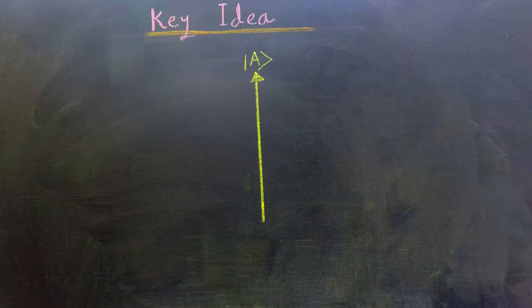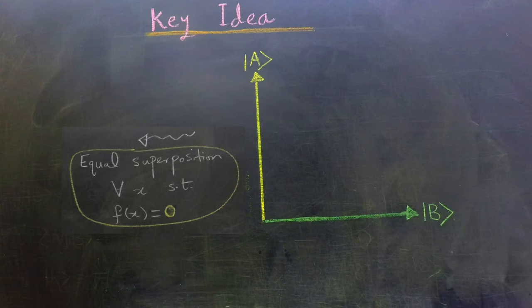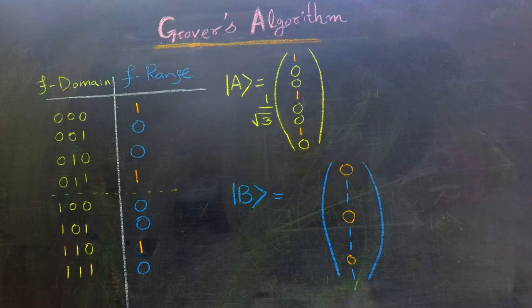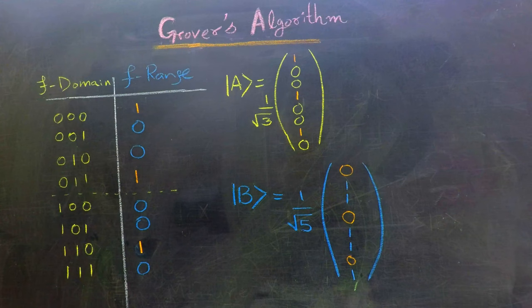Now, let's define another vector, ket B. Ket B represents an equal superposition of all the inputs for which the function f yields false. In ket B, we assign 1 to the locations where the corresponding input yields false and 0 to the rest of the locations. Then we normalize this vector. If we measure ket B, we will obtain an input whose output is equal to 0 with equal probability of 1 over 5.